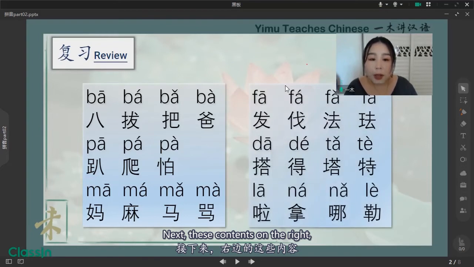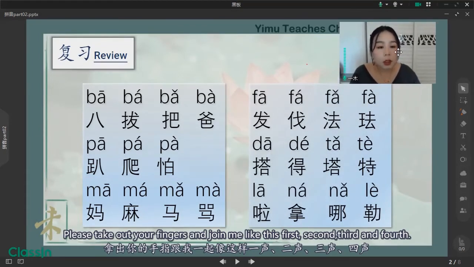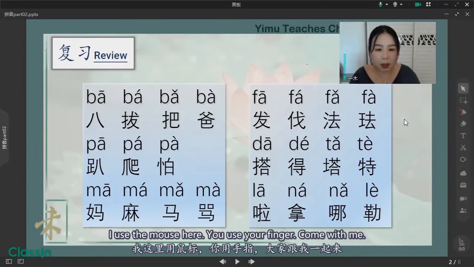Next, this content on the right. Please take out your fingers and join me like this. First, second, third, fourth. I use the mouse here. You use your finger. Come on with me.